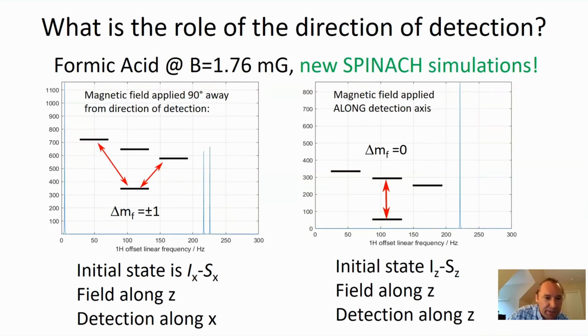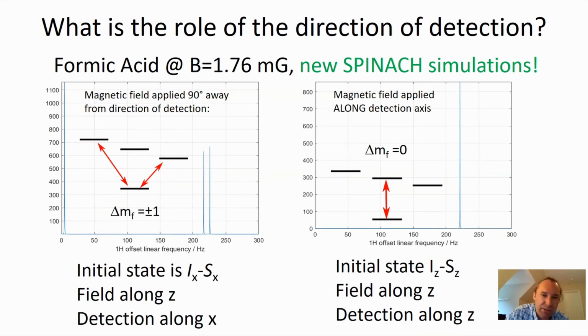On the left, the way this is done is that our initial state is Ix minus Sx, our field is along Z, and then detection happens along X. This is basically where the field and the detection are not in the same direction. On the right, we have an initial state that is Iz minus Sz. We apply a field along Z, and then we detect along Z. So everything is in the same direction.